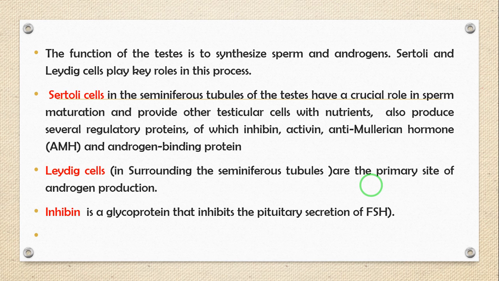The Sertoli cell function is usually under the control of the follicle stimulating hormone, the FSH, from the pituitary gland, while the Leydig cell produces the testosterone. Inhibin that is produced by the Sertoli cell is a glycoprotein by nature, and its main function is to inhibit the pituitary secretion of FSH, the follicle stimulating hormone.